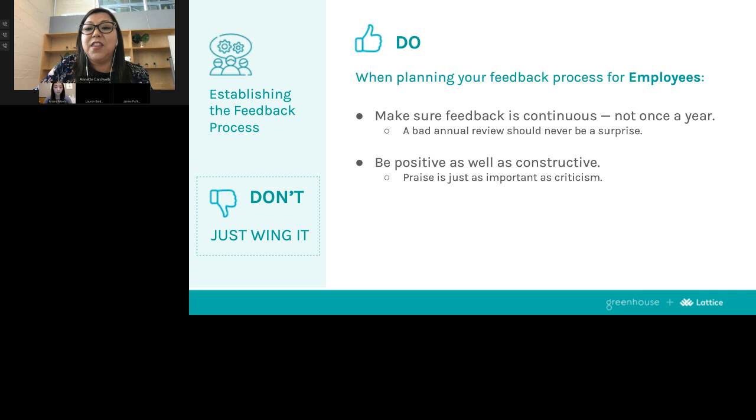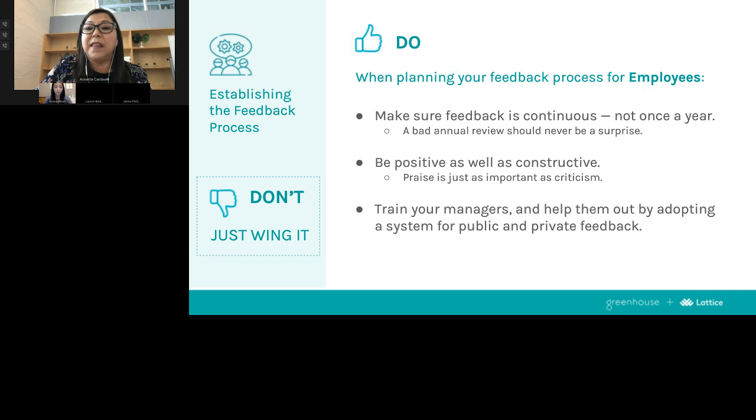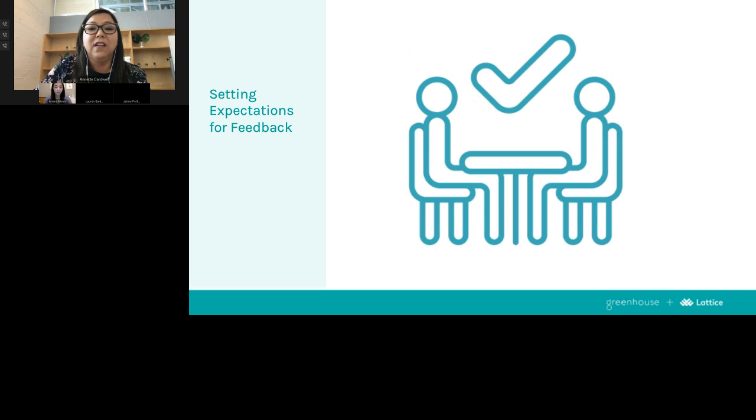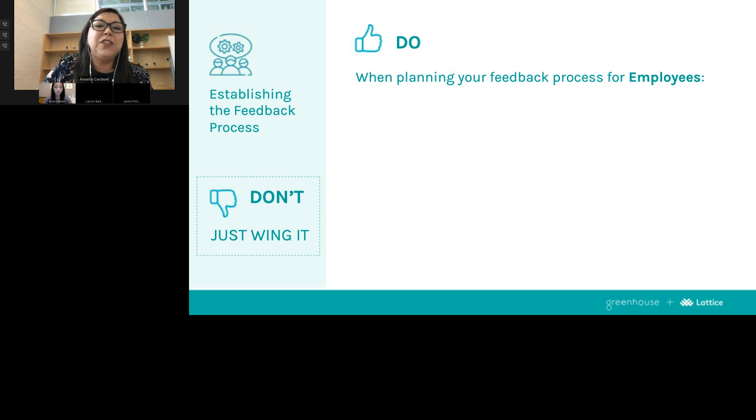Finally, the third is training your managers and helping them out by adopting a system for public praise. So managers are your key deliverers of feedback. They deliver feedback in one-on-ones, in day-to-day conversations. They make sure they know what's expected. And so you want to make sure that they're well-trained and understand their role in your process.